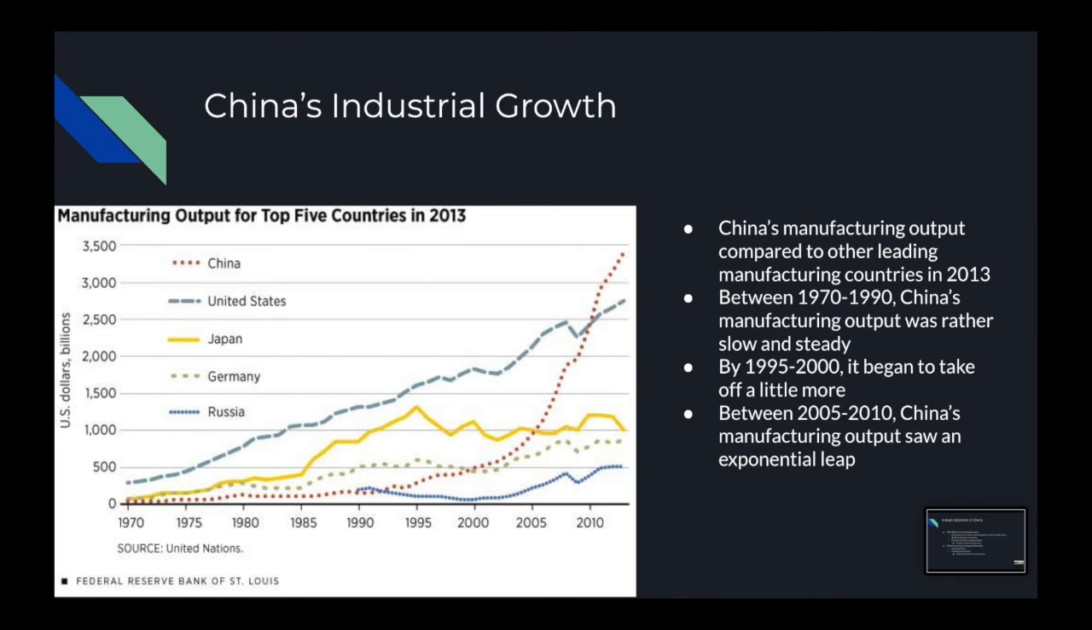Based on the graph, we can see that between 1970 to 1990, China's manufacturing output was relatively low compared to the United States and Japan. During this time, the United States took the lead for the most manufactured outputs. But by 1995 to 2000, China began picking up the pace of production, but still much lower compared to the United States and Japan. Then, between 2005 to 2010, China saw an exponential growth in manufactured outputs, successfully taking the lead over both the United States and Japan.